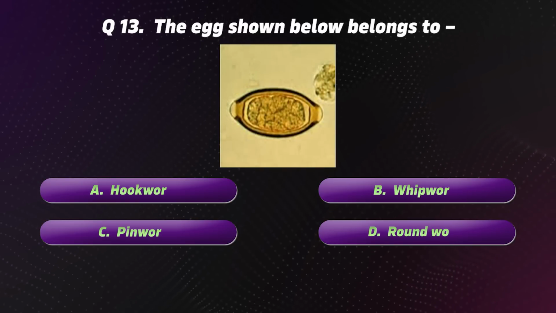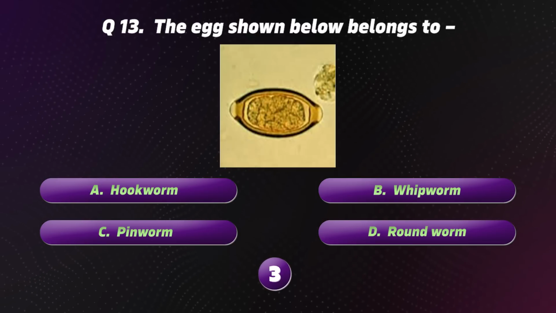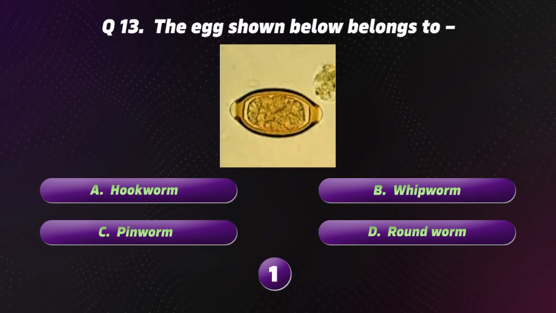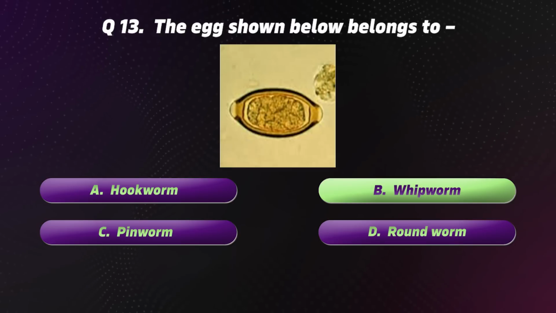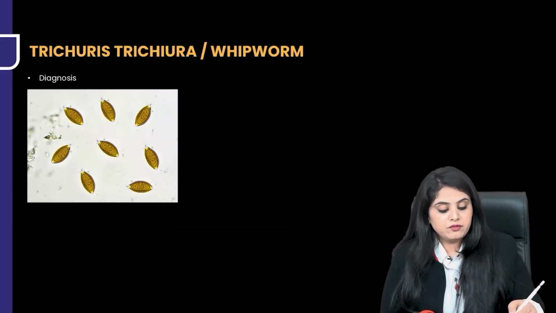Question 13. The egg shown below belongs to. Here are the options. A. Hookworm. B. Whipworm. C. Pinworm. D. Roundworm. And the correct option is B. Whipworm. Here is the explanation. The very famous egg of Trichuris trichiura.